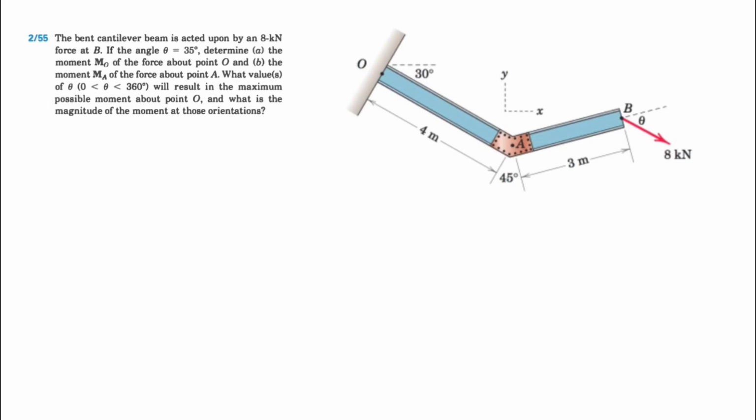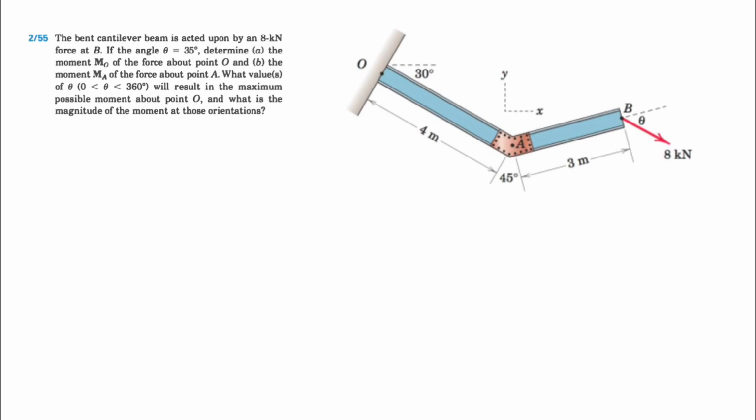Alright guys, welcome back. We're going to be solving another question from the second chapter of the Meriam textbook, question 55. And we have this cantilever beam that is acted upon by an 8 kilonewton force at point B. And we know the angle theta is 35 degrees, and we need to determine in the A part the moment about point O. And in the B part, we need to find the moment about point A.